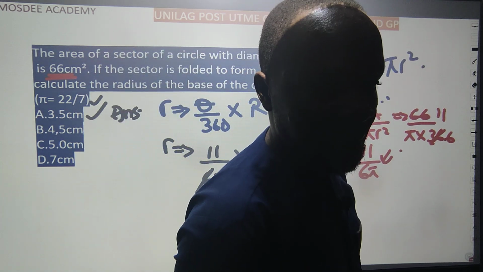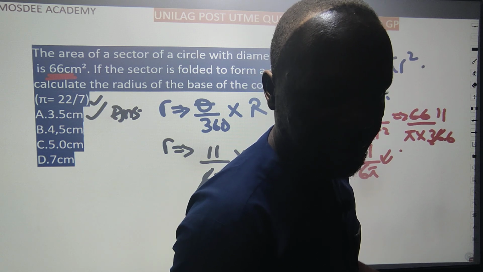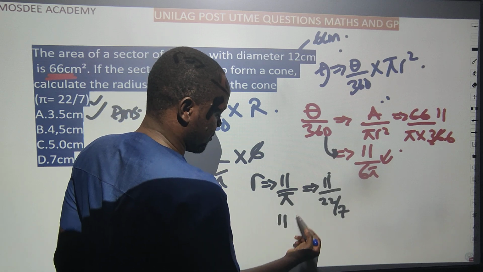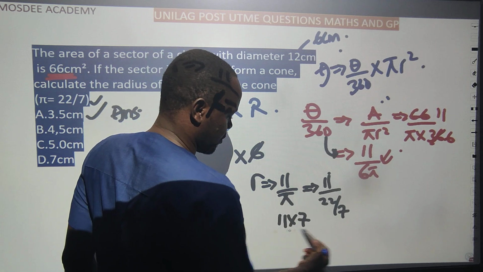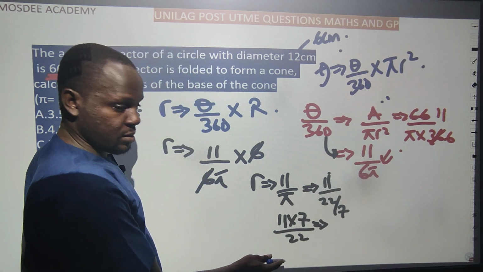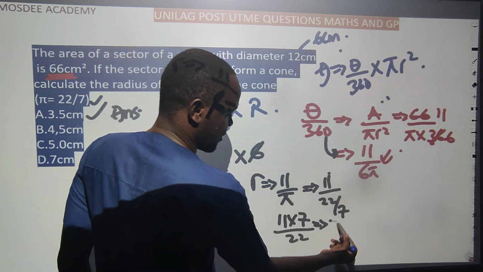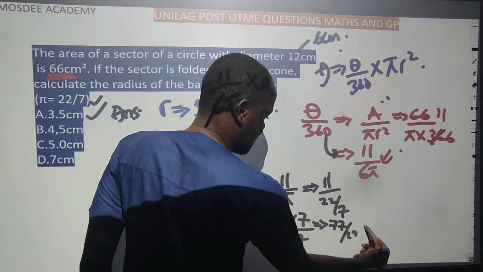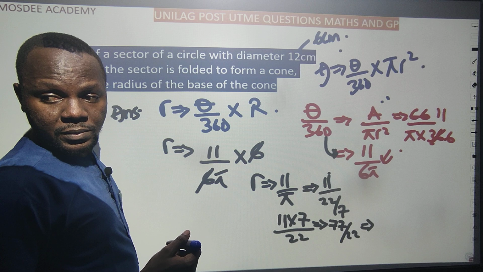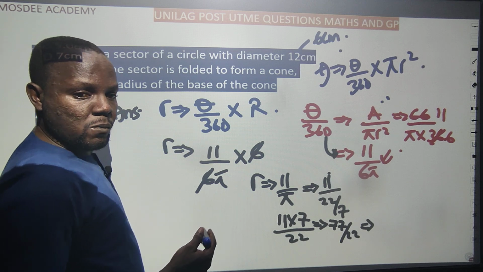So if you say 11 divided by 3, that's about 3 point something. So I'm very sure about that. Let me show you. This is what I did. That is 11 times 7 over 22. Please check what I'm writing. So 11 times 7 is 77 over 22 will be the answer. 77 over 22 will be 3.5. Please confirm, 77 divided by 22.